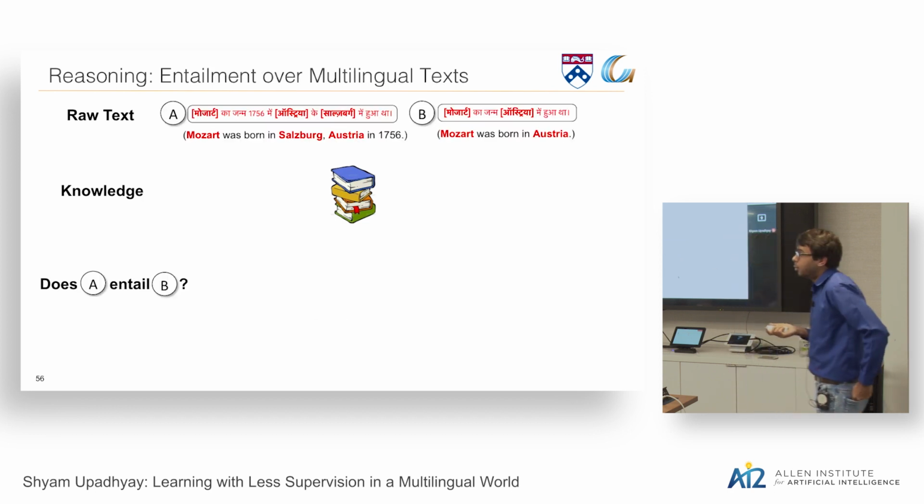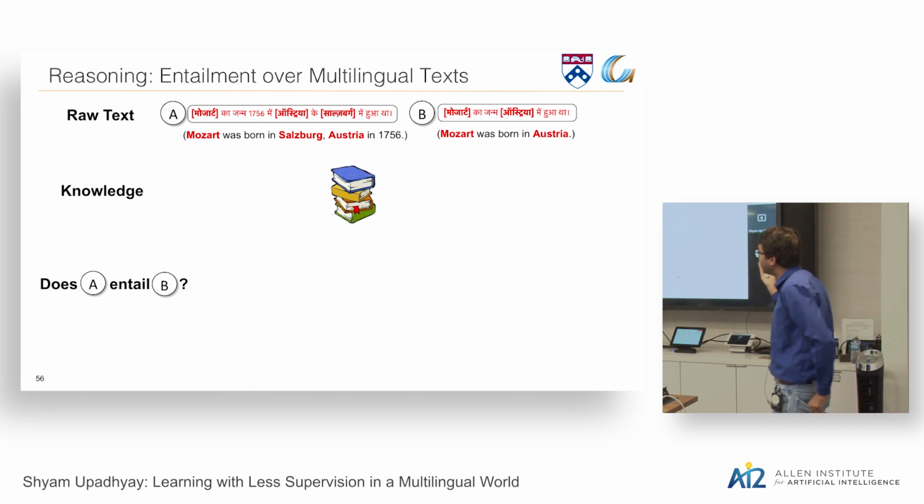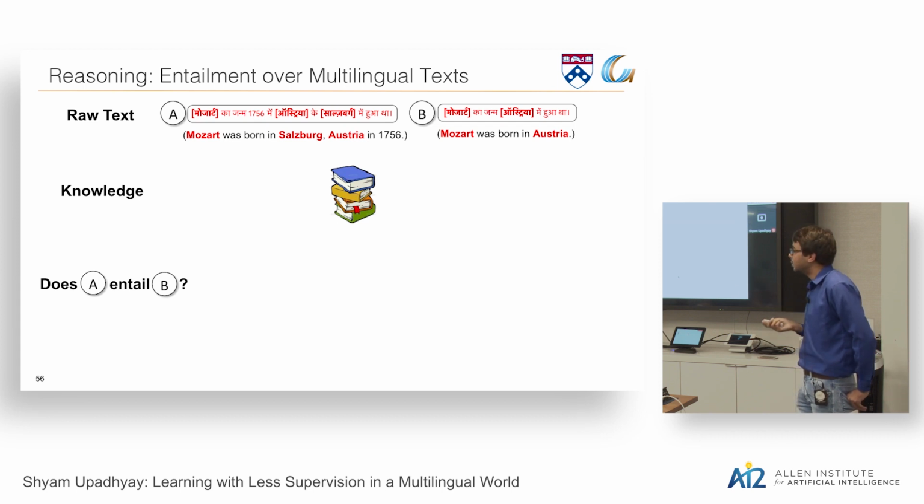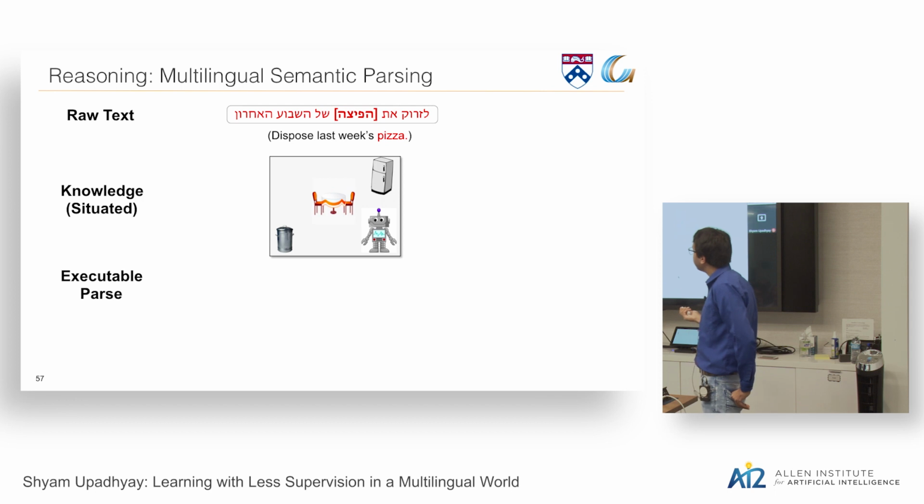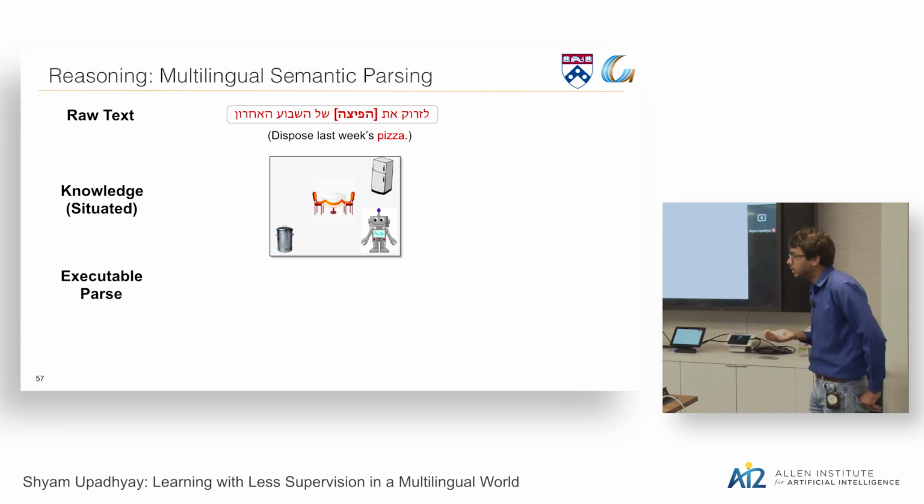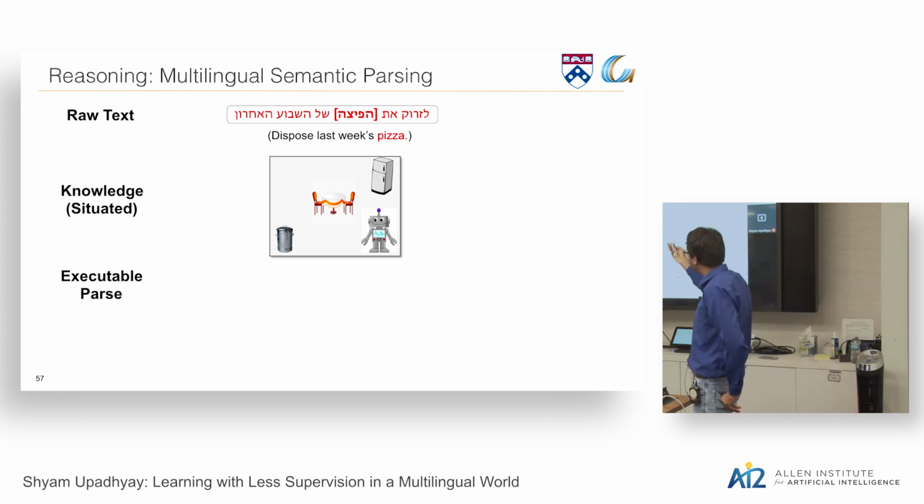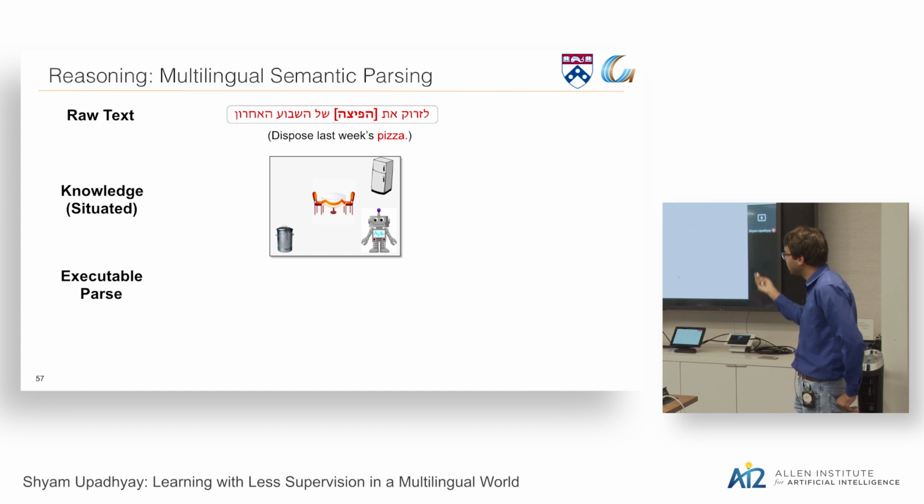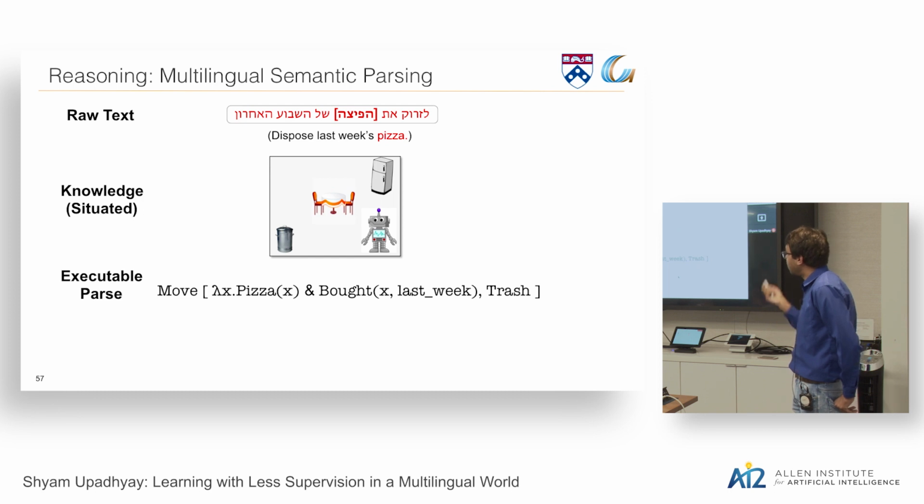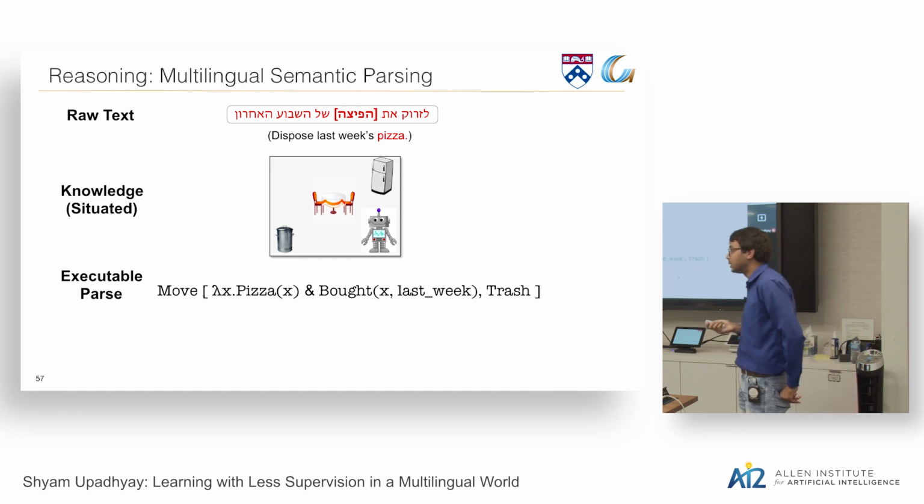Reasoning can involve a more high-level task of doing entailment in a different language. So if your premise and hypothesis are both expressed in Hindi, and you want to know if one of them is entailing the other, we could probably do that. And an even more challenging setting would be when your knowledge itself is situated in a real-world scenario. So if you have a command asking to dispose of the pizza that you ate last week, and you have a knowledge base which is situated in a scenario, you would like to ground some entities and generate an executable plan that you can then hand over to your personal robot.